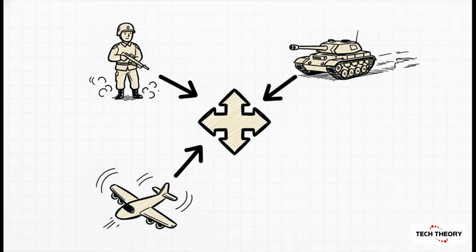Oh yeah, video games are built on this. A single attack command could make a warrior swing their sword, an archer shoot an arrow, or a mage cast a fireball. The game engine doesn't need to care about the specifics. It just says attack, and polymorphism handles the rest.